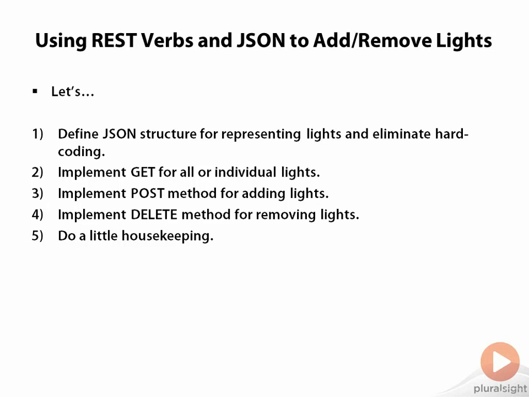Having just laid out a route structure, let's use REST verbs to add lights to and remove lights from our implementation. In order to do that, the first up is to define the JSON structure that's going to actually represent the lights and eliminate the hard-coded unit and house codes. From there, it's going to be time to implement get for individual lights and for all lights, and then we'll implement post and delete for add and remove respectively. And at the end, we'll do a little housekeeping to get ready for the next step, which is preparing for a production environment.